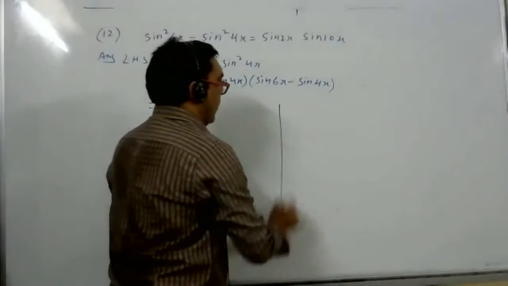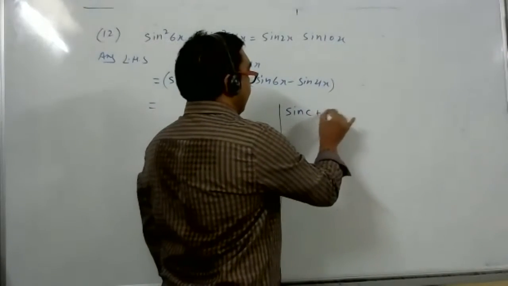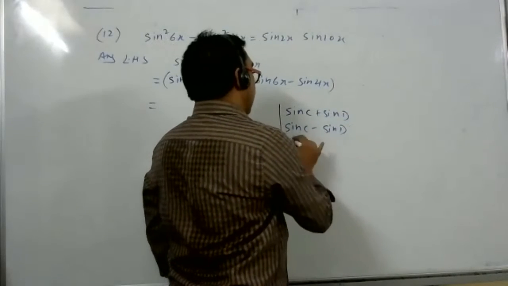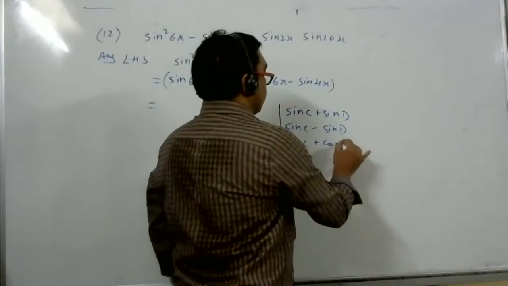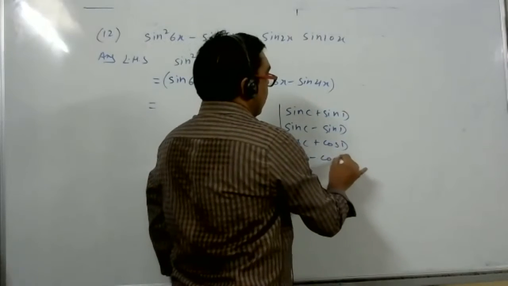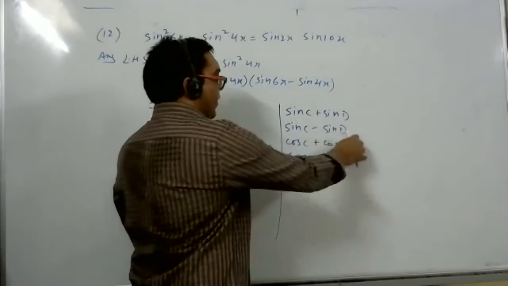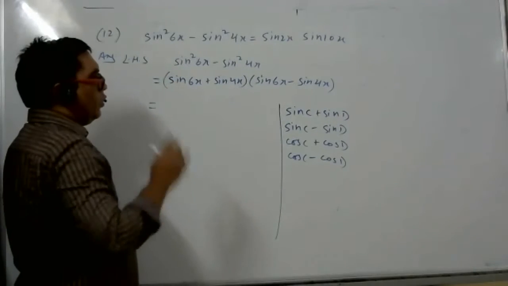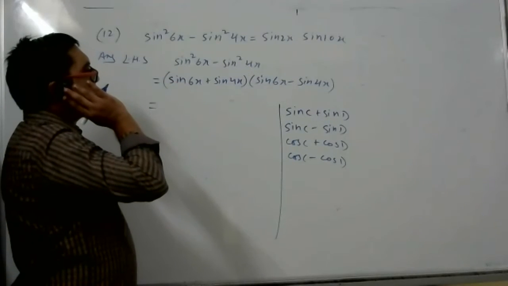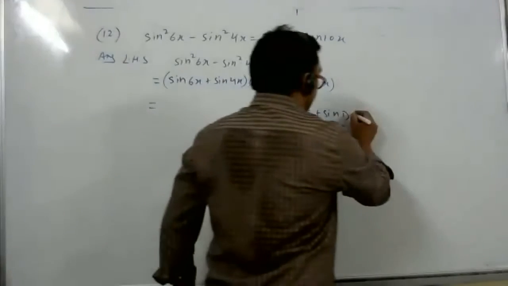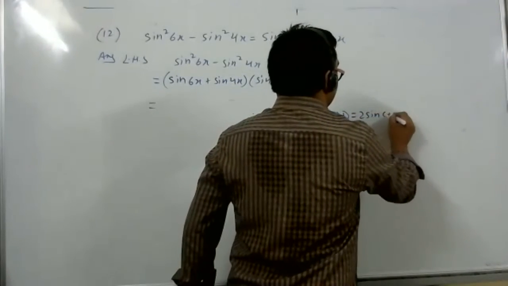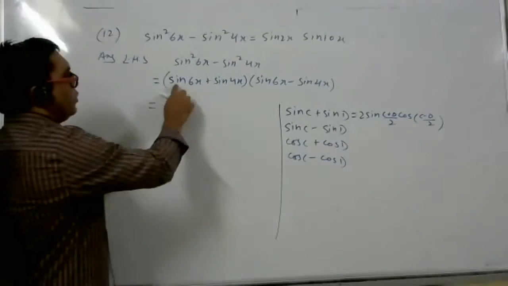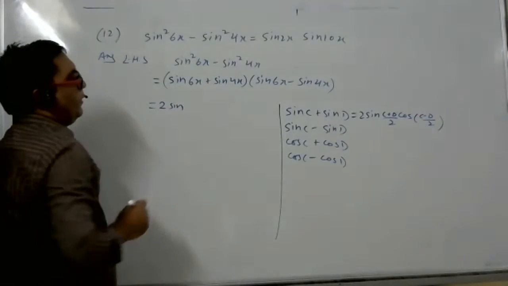Their transformation formulas are like sine C plus sine D, sine C minus sine D. I think you know these formulas also. Cos C plus cos D, cos C minus cos D. In the book, they may use X Y or A B. That doesn't matter. Tell the formula. Sine C plus sine D. Do you know the formula or not? C plus D by 2 and cos. So use this formula. What should I write? 2 sine. Tell me.